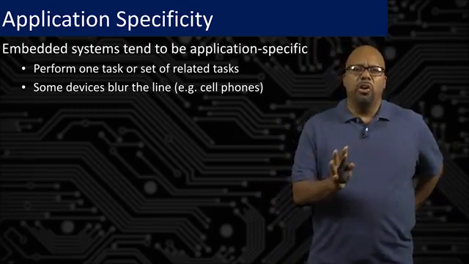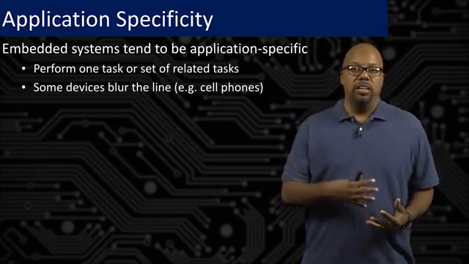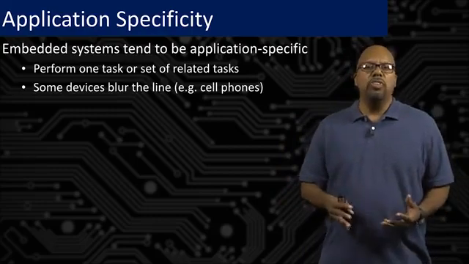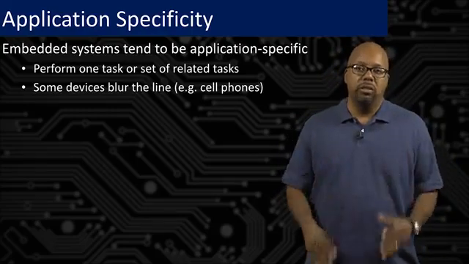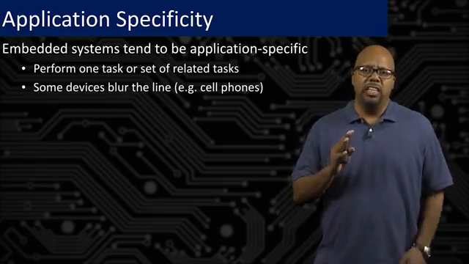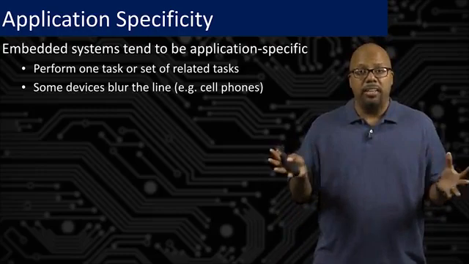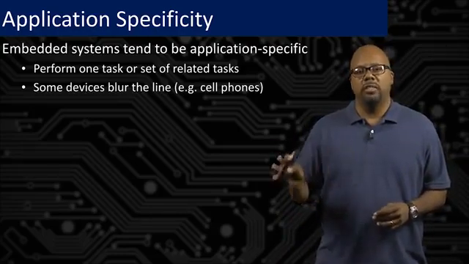A phone sort of blurs that line a little bit, right? Because a phone can do a heck of a lot, right? You can run arbitrary apps on a phone. But most devices, like the camera in front of me, that thing is made to do camera, right? To record, playback, something like that, right? And it does all things related to camera activities. So that's common. That's typically how embedded systems are.